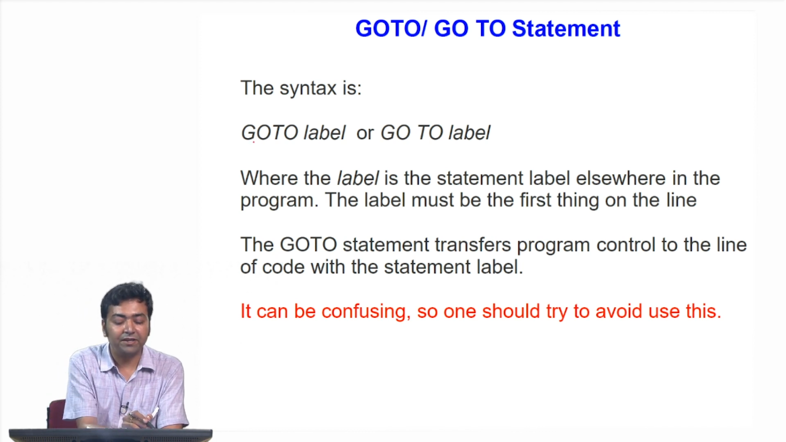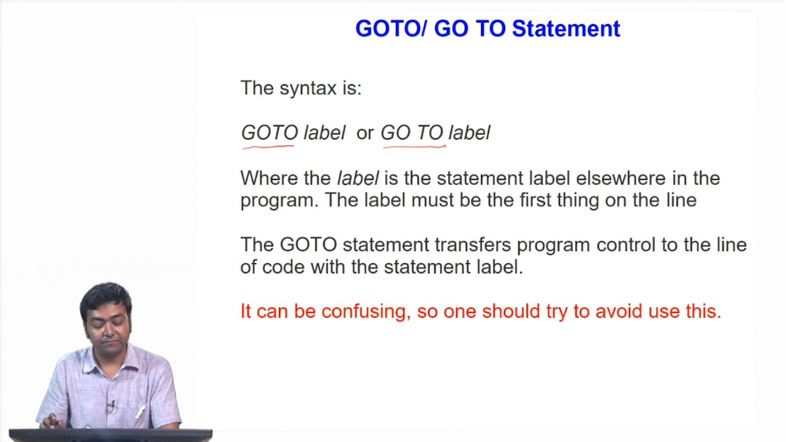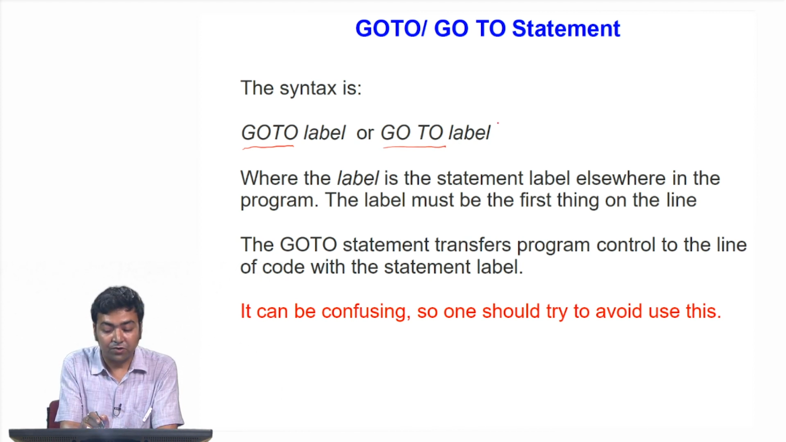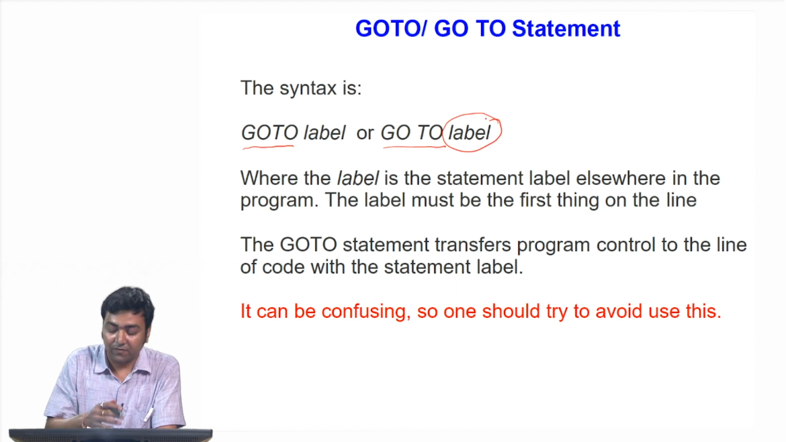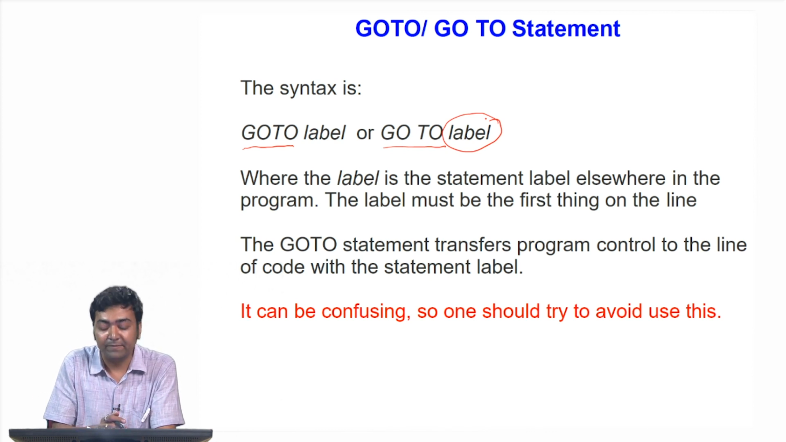You can write either together go to, this is the syntax, or you can write it in a separate way, and also you should have the label which comes at the beginning of the line. But this is one way to do it, not the most efficient way, and you can make mistakes in putting the label. So, for all practical purposes one should try to avoid this.